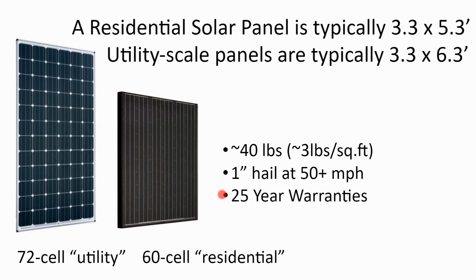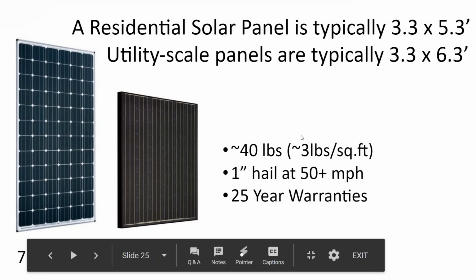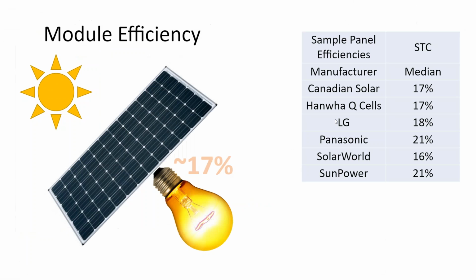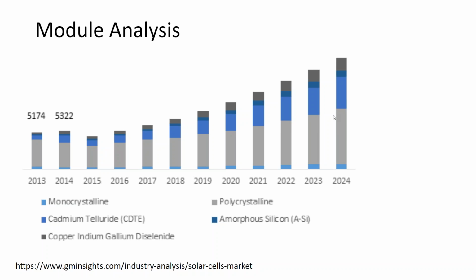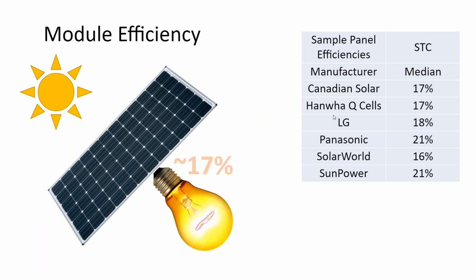The warranty is typically 25 years, although some of the higher-end modules have 30-year warranties. So they're long-term, robust panels. Now, the module efficiency is how much power hits the surface versus how much power comes out the backside. Efficiency ranges from 17% on the low end to 21, 22% on the high end.